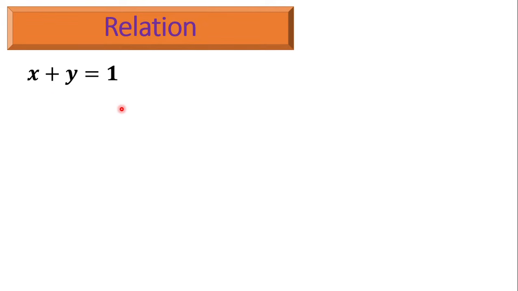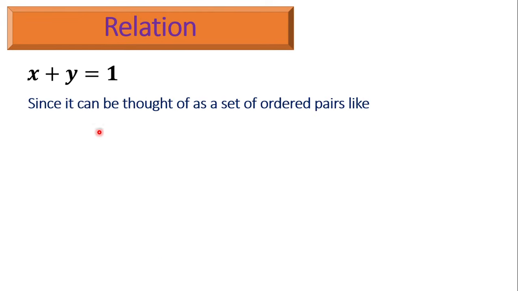Okay, so is x plus y is equal to 1? Check natin kung siya ay example ng relation. Example siya ng relation kasi i-equate lang natin to, di ba? So, since it can be thought of as a set of ordered pairs like, so yan, di ba? Y transpose sa kabila yung x will be negative 1. So, mag-substitute tayo ng value. If x is 0, our y is 1.